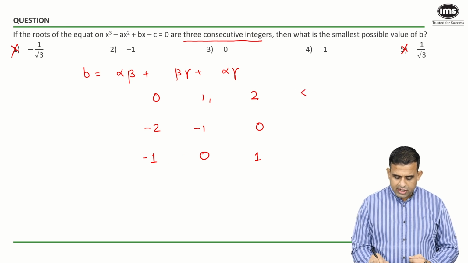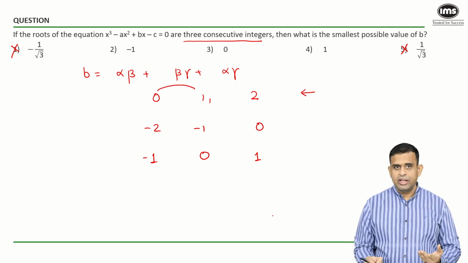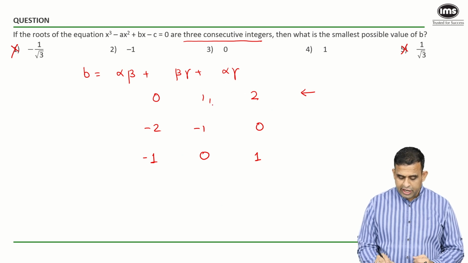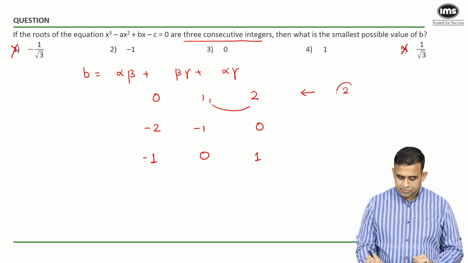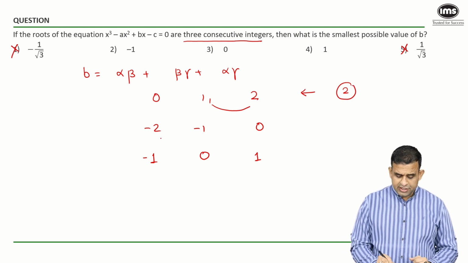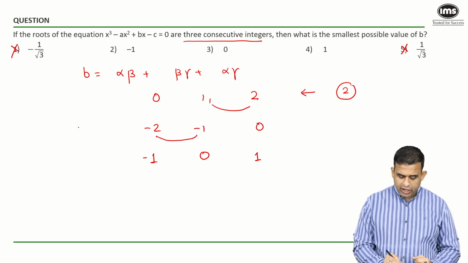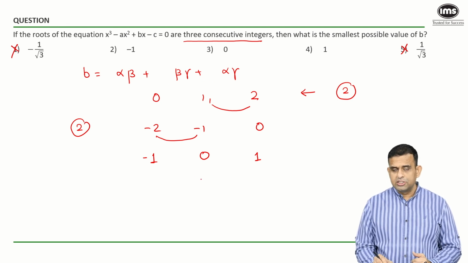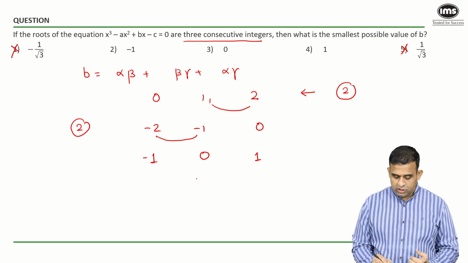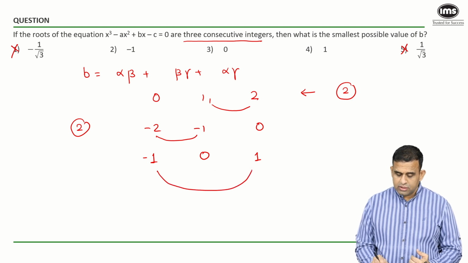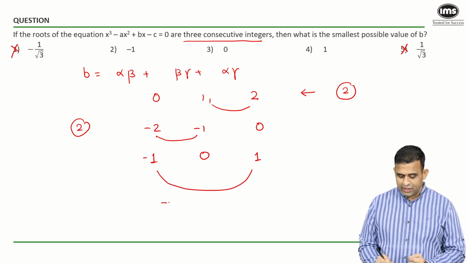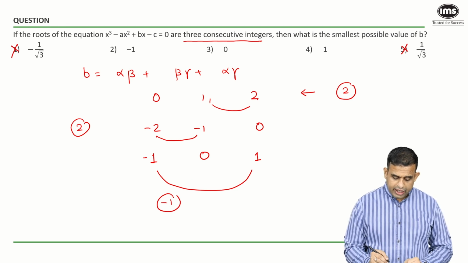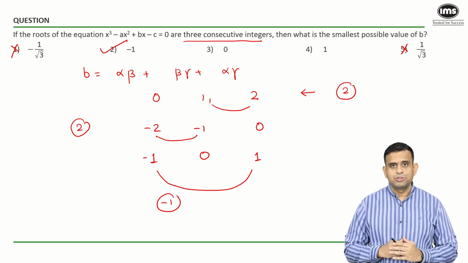Understand, in this particular case, if I do alpha into beta, I get 0. If I do alpha into gamma also, I get 0, but the term beta into gamma will become positive. So b becomes equal to 2. In this case also similarly, -2 into -1 will give you a 2. But understand now, if I do -1 into 0, I get 0. 0 into 1, 0. And when I multiply -1 and 1, that will become equal to -1. The smallest possible value of b in this particular case happens to be -1, and hence one can choose to mark option number 2 over here.